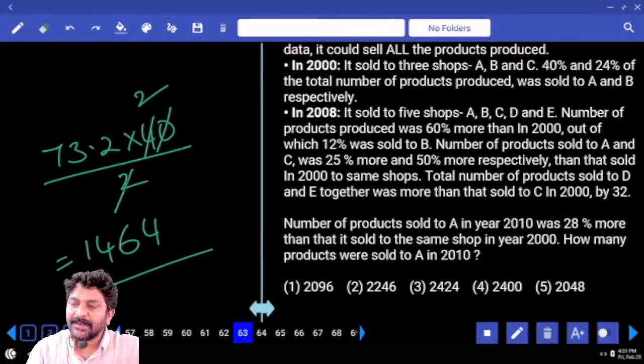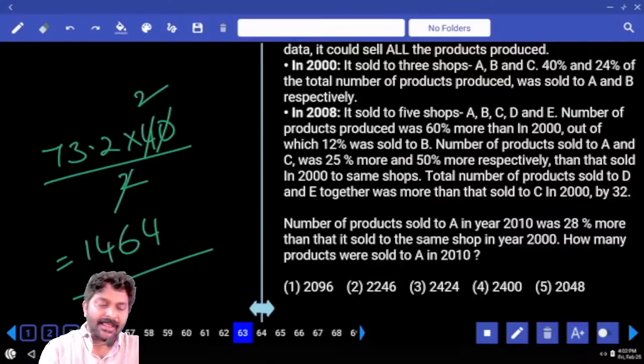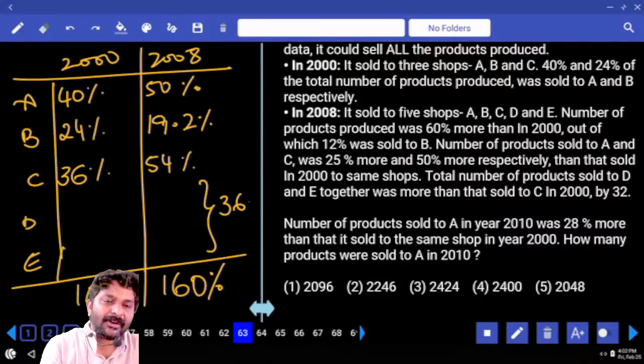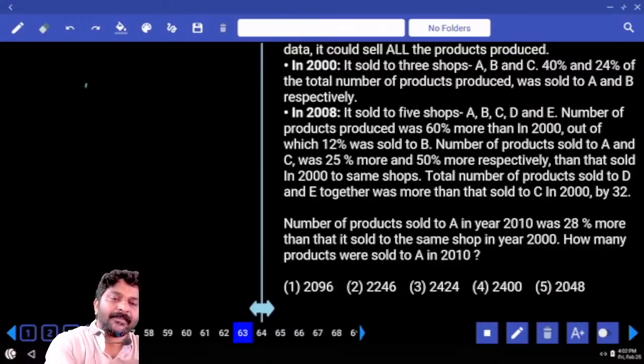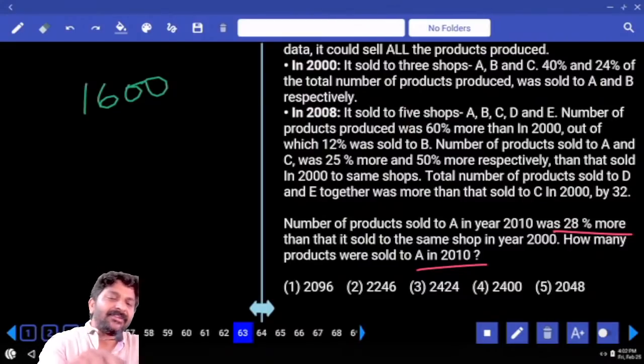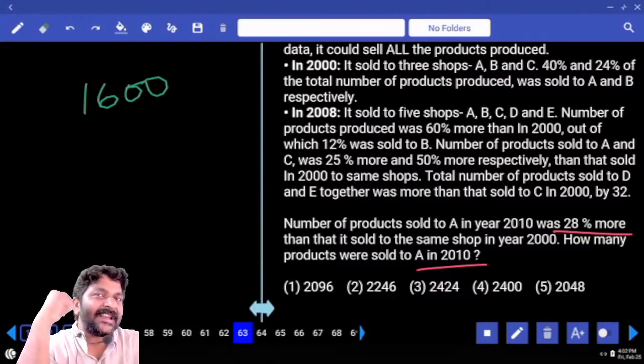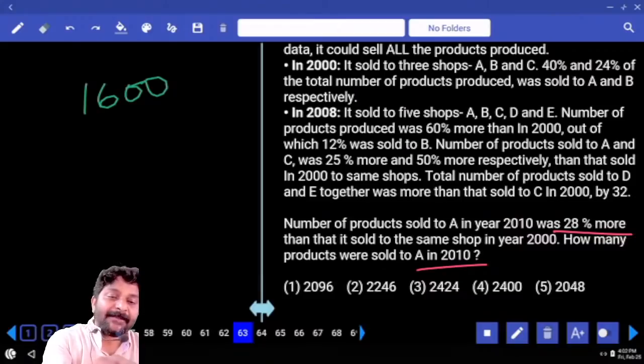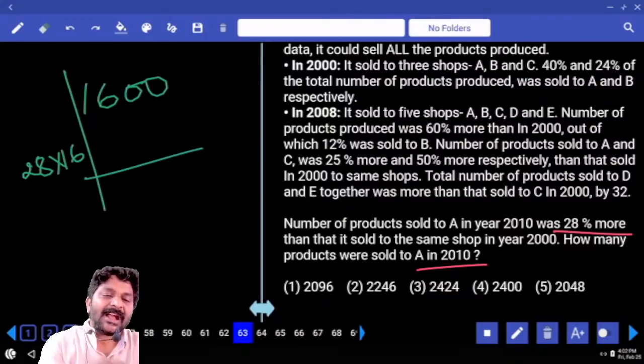Number of products sold to A in 2010 was 28% more than that sold to the same shop in 2000. How many products were sold in 2010? A in 2000, what percent do we have? Where 1% is 40 only. 40 into 40, it was 1600 in the year 2000. Now we were asked to calculate in the year 2010. From 2000 to 2010, value increased by 28%. 28% of which number? Out of 1600, what is 1%? Then 28% is equal to 28 into 16. Whatever the respective value, that should be added to 1600.